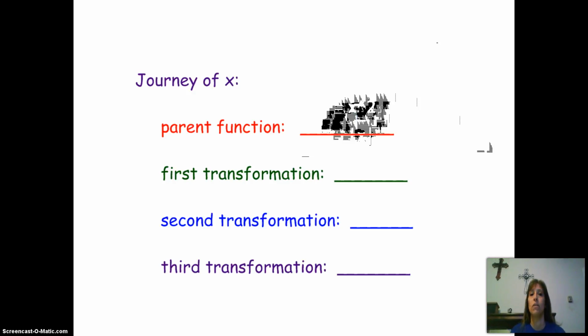We're going to be talking about the journey of x, and whenever they change it, you're going to start out with your parent function. The first transformation deals with whatever's in the parentheses because it's kind of like PEMDAS. It's whatever's in parentheses first. So that's going to be a horizontal shift left or right. The second transformation is the up or down shift. And then the third would be if you have a negative, which is a reflection, or a vertical or horizontal stretch or compression.